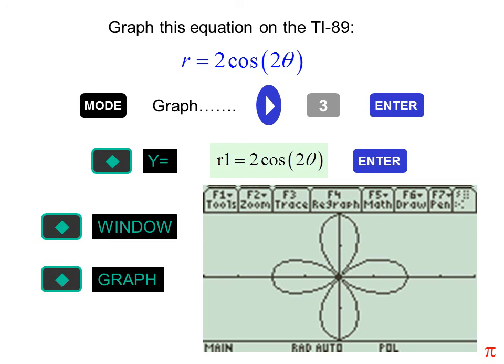This particular graph is referred to as a four-leafed rose, although it looks a little more like a daisy to me. Notice that it says in the lower right-hand corner of the screen on your calculator that you are in polar graphing mode. Don't forget, if you're done with polar graphing, to change your calculator back to function graphing.